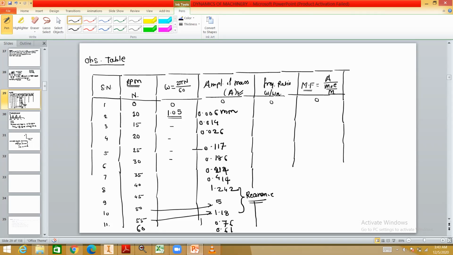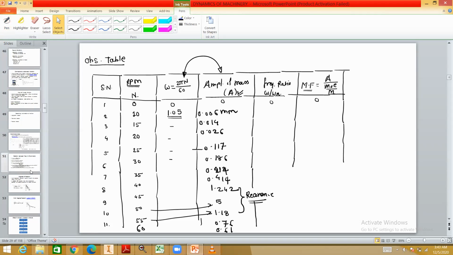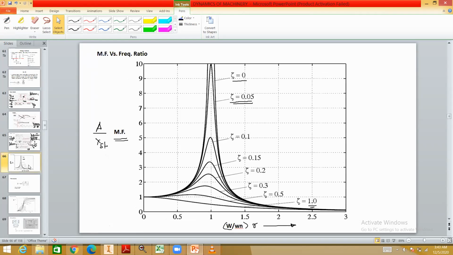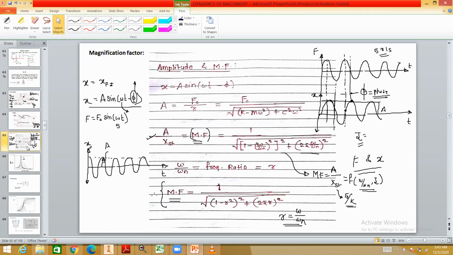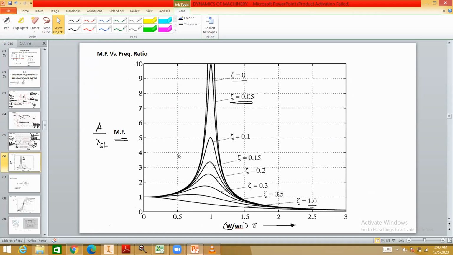These are the set of readings for the amplitude. You find out the values of omega, 2 pi n by 60. Now we have to plot the graph of amplitude versus frequency. During forced vibration, we have studied different graphs, so we will refer to that graph to give you the idea. This is the graph for simple forced vibration, where the magnification factor was on the y-axis and the x-axis is the frequency ratio. We have a similar graph for the rotating unbalance.